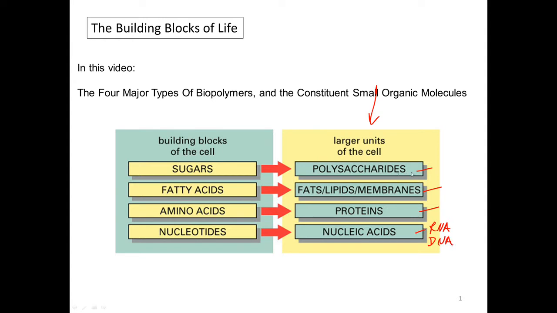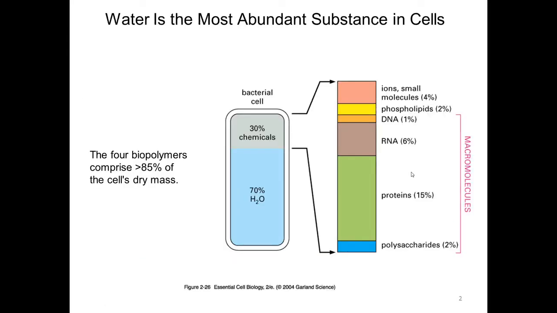But before I talk about polysaccharides, I want to say one important thing about the composition of a cell, and that is, whether you're talking about bacteria or you and me, we are made up primarily of water. Bacteria are made up of about 30% dry mass.